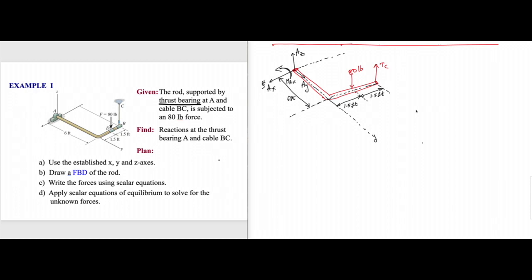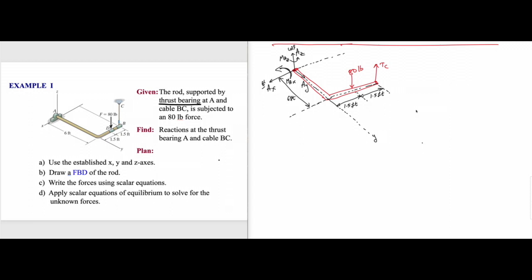Similarly, we would assume this is MAZ, which is also an assumption of counterclockwise moment, assuming our eye is located on the positive side of the Z. But we don't have a moment with respect to y-axis because this rod is free to rotate with respect to y, and that's the purpose of thrust bearing. That's it. Now we have finished drawing the free body diagram.